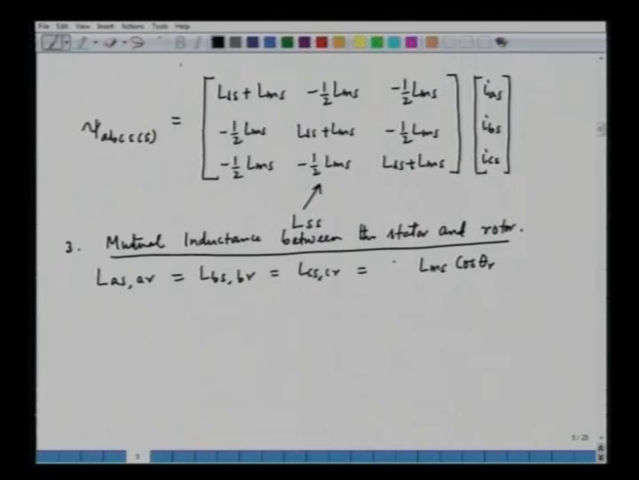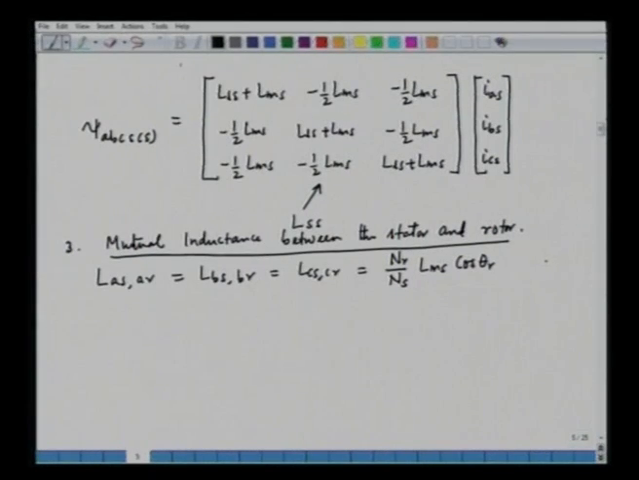But LMS is the magnetizing inductance, whereas we are talking about the mutual inductance. Magnetizing inductance is basically referred from the primary side. The mutual inductance will take into account the number of turns of the rotor and that of the stator also. So in this case we can multiply by NR by NS. NR is the effective per phase number of turns of the rotor, and NS is the effective per phase number of turns of the stator.